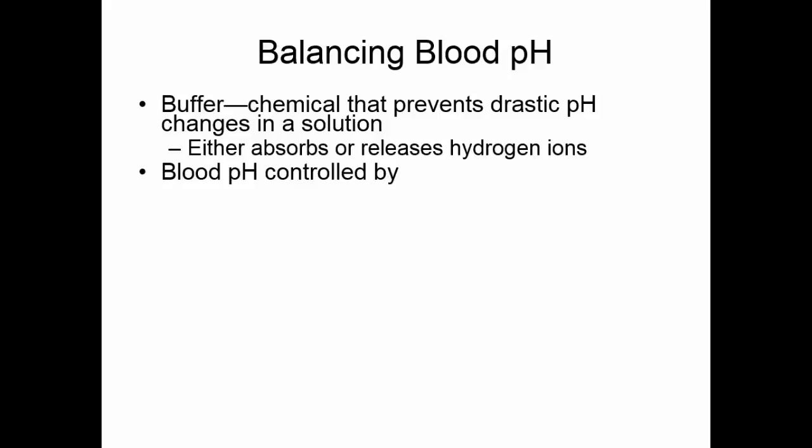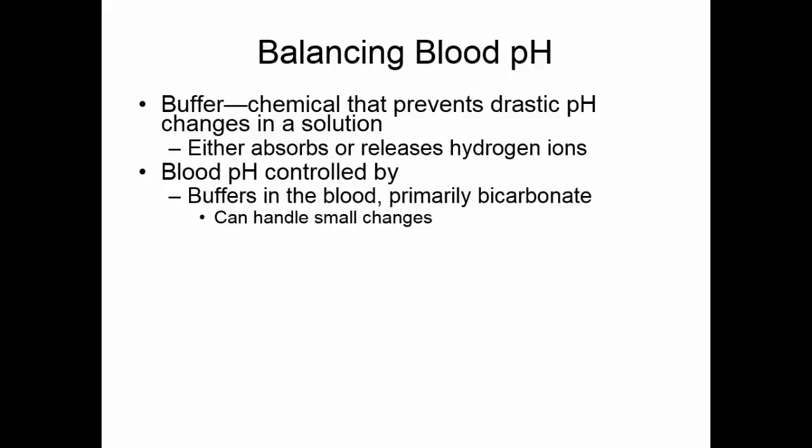Blood pH is controlled by three factors. The first is buffers in the blood. This is primarily the bicarbonate buffer. These buffers can handle small changes. Usually the typical day-to-day changes can be handled by the buffers in the blood. But if there are large pH changes for some reason, these buffers need a little bit of help.